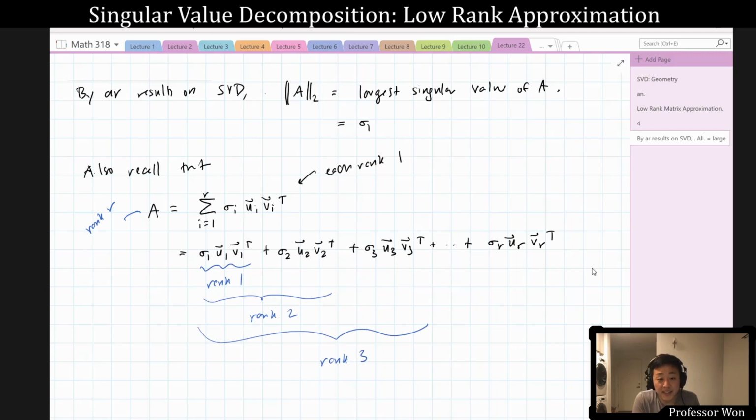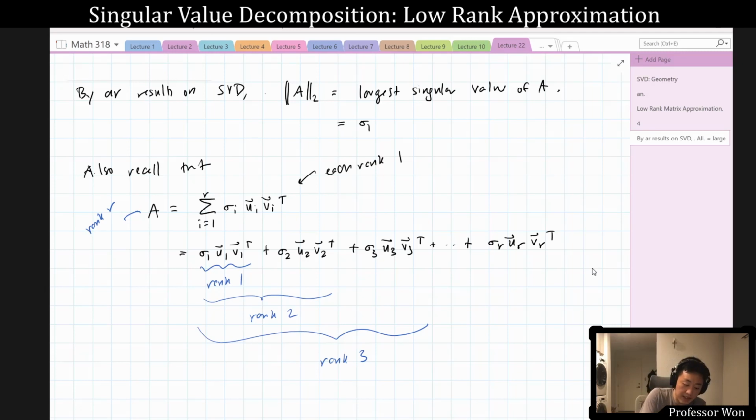So the SVD is actually giving us a way to approximate a matrix for any rank between 1 and R, which is the rank of the matrix. Of course, if you want to approximate A with a rank R matrix, the best you can do is A. A itself is rank R. It's like saying if I want to approximate a degree 5 polynomial by a degree 5 polynomial, I just give you the polynomial itself.